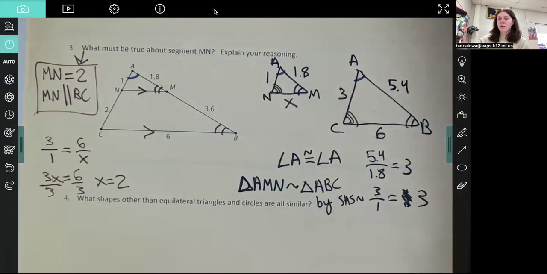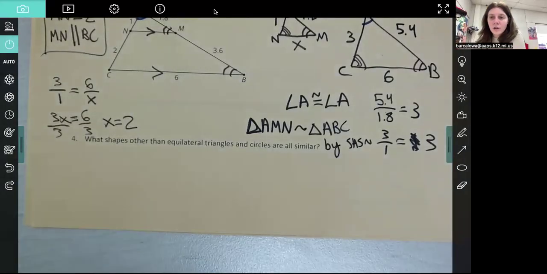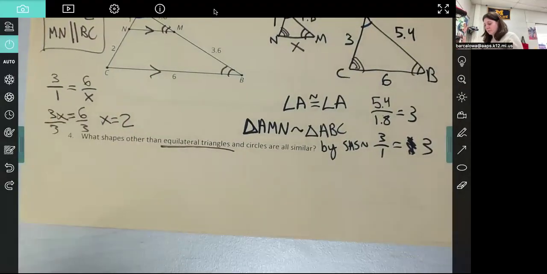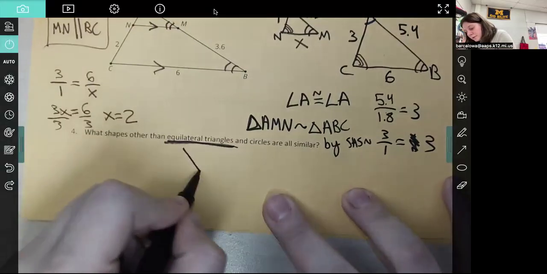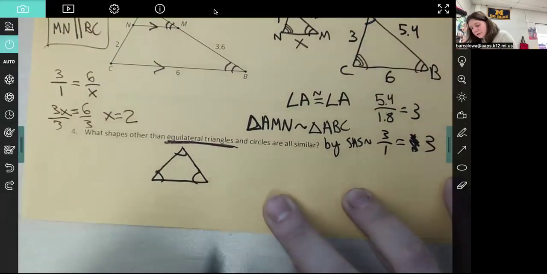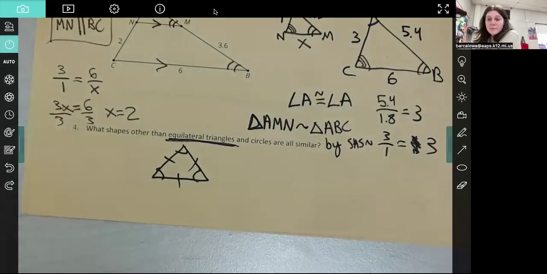All right. What shapes other than equilateral triangles and circles are all similar? Okay, let's think about what's special about an equilateral triangle. Let me switch back to my black pen. What's special about an equilateral triangle? Okay, it has all congruent angles and all congruent sides. So if I scale it up or scale it down, the triangles will always be similar, because I'll always have the same scale factor for every side. Okay?